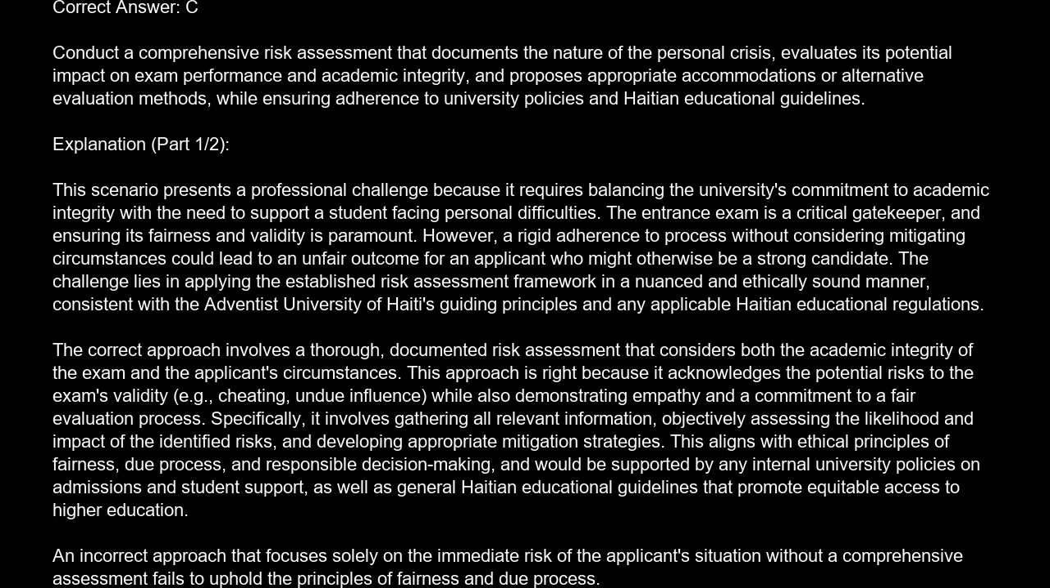Specifically, it involves gathering all relevant information, objectively assessing the likelihood and impact of the identified risks, and developing appropriate mitigation strategies. This aligns with ethical principles of fairness, due process, and responsible decision-making, and would be supported by any internal university policies on admissions and student support, as well as general Haitian educational guidelines that promote equitable access to higher education.